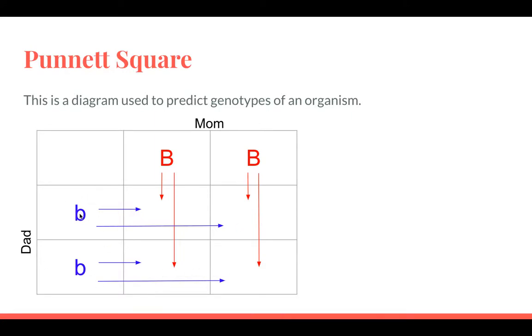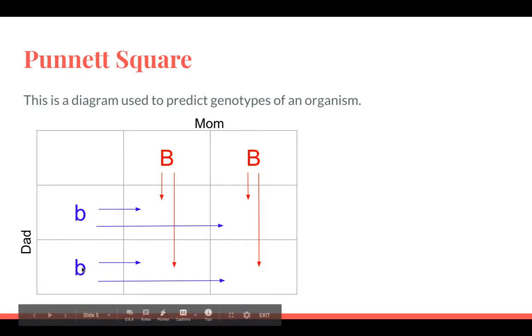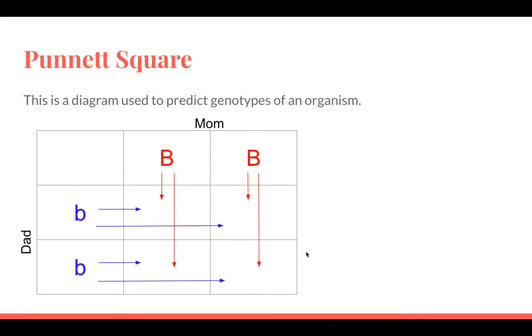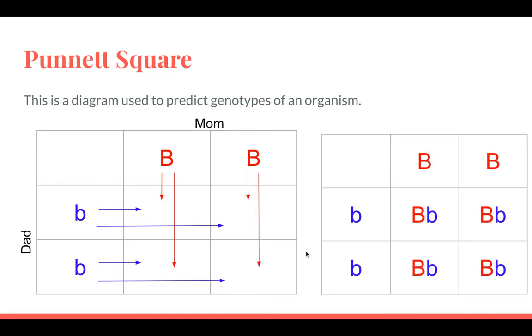Dad will do the same thing, but from the side. So his little b will go over here next to the capital B. His little b will also go to this farther box next to the capital B, and so on and so forth. The bottom is the same. So it eventually will look like this.